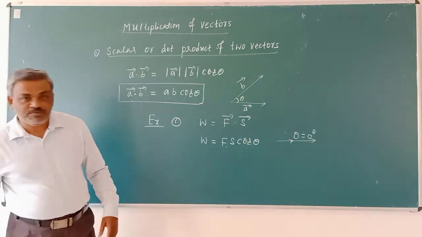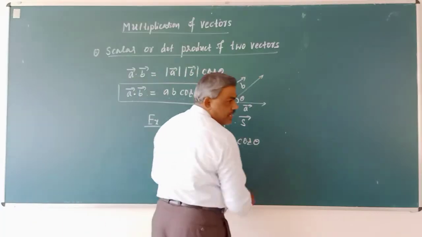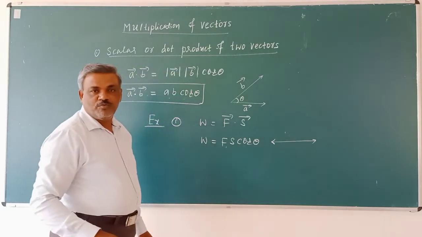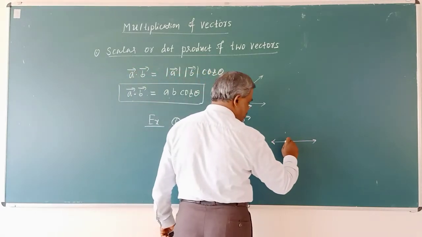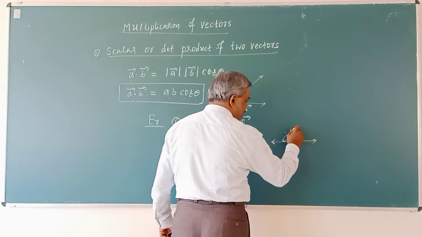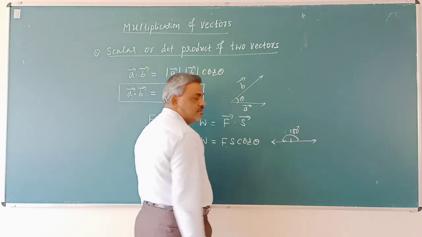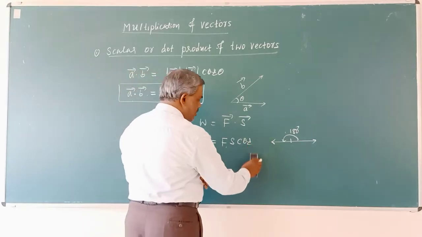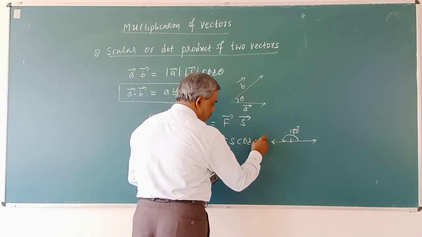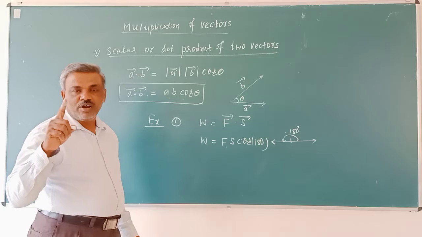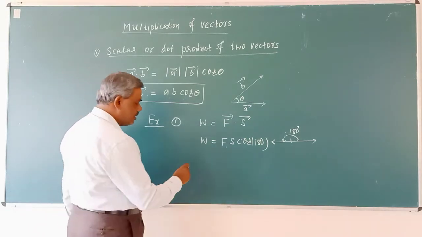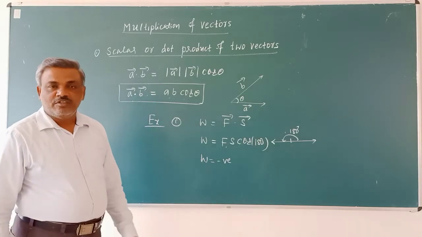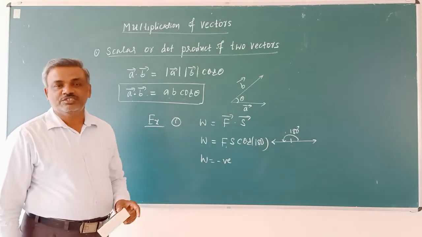Sometimes force and displacement are in opposite directions. The angle theta is 180 degrees. Cos 180 degrees has the value minus 1. So work done is negative. When work done is negative, the body may lose energy.